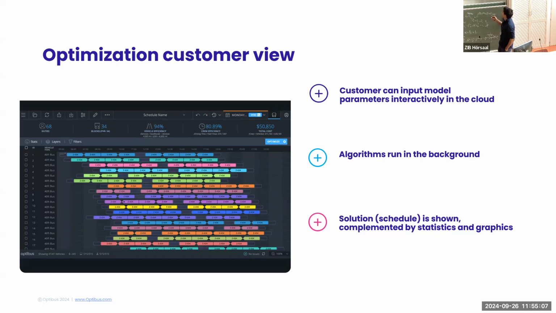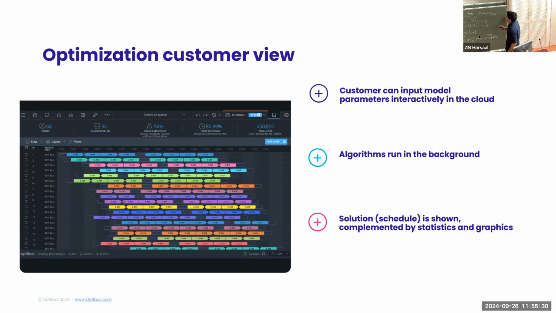Then the algorithms run in the background, and at the end, the solution is shown. Honestly, I'm not sure which kind of problem this is, but you get some kind of nice, colorful picture, and the customers really like it. Looks nice, at least. I couldn't really tell you exactly what happens here, but it's something.